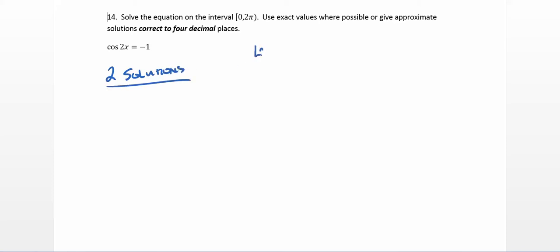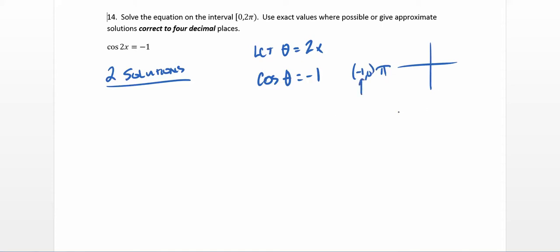So what I'm going to do is I'm going to go ahead and let theta equal 2x. Then I have this. Cosine of theta is equal to -1. Well, where on the unit circle is the cosine of theta equal to -1? It only happens over here at pi because the value of this is -1 comma 0. There it is right there. So therefore, I get this. Theta is equal to pi plus 2 pi n because I add on a period of 2 pi for the cosine function, right?